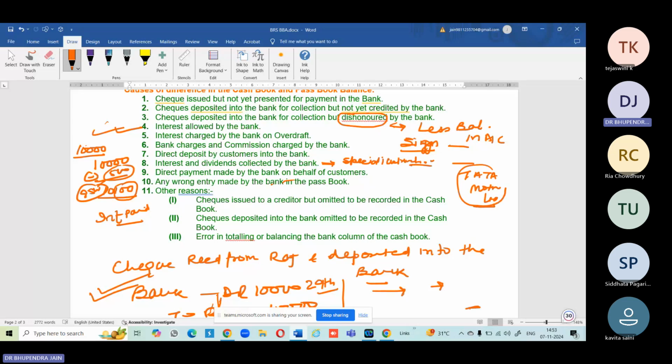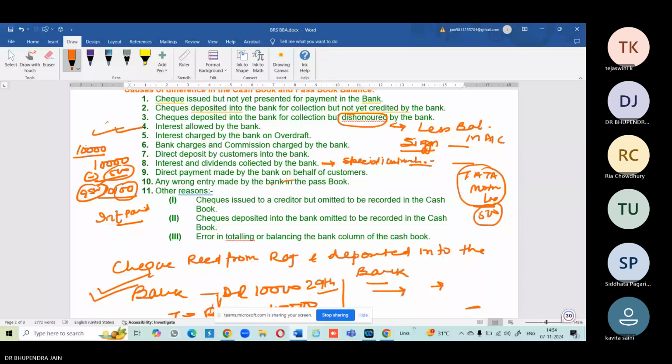And Tata Motors issues a dividend of 500 rupees to you. Nowadays, due to computerization, Tata Motors never makes the payment in the form of cash or any other mode. Tata Motors directly deposits 500 rupees as a dividend amount in your bank account.